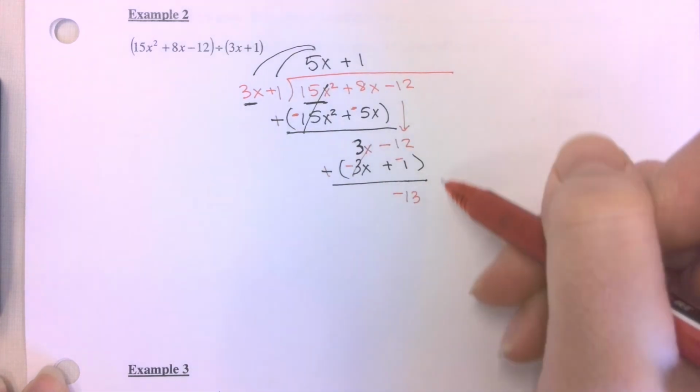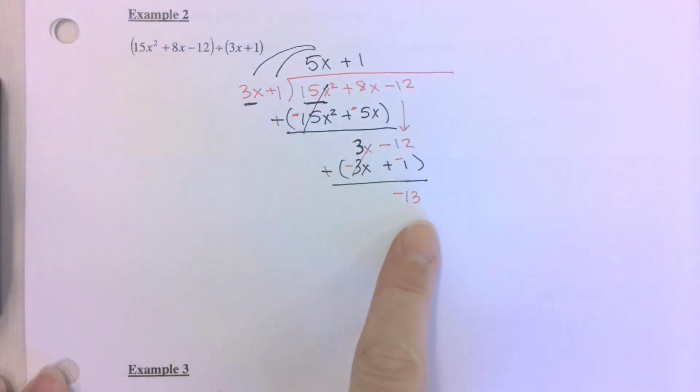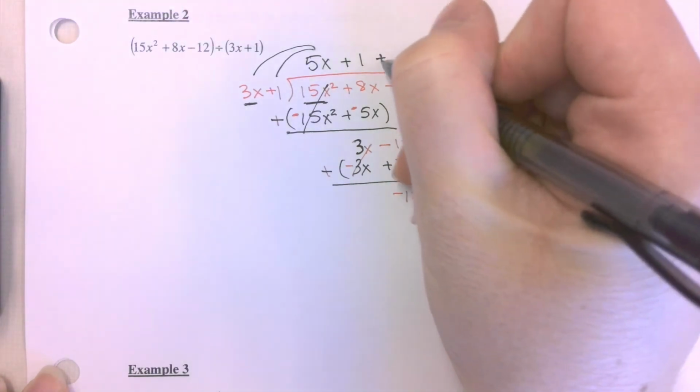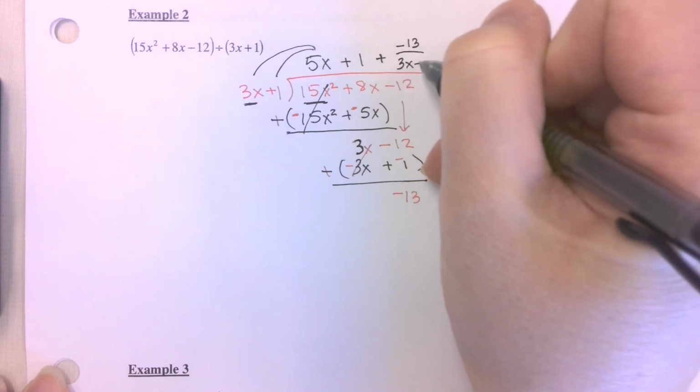There are no other terms to bring down. I cannot turn a 3x into a negative 13 with multiplication. And so I have a remainder that I'm going to add on as negative 13 over 3x plus 1.